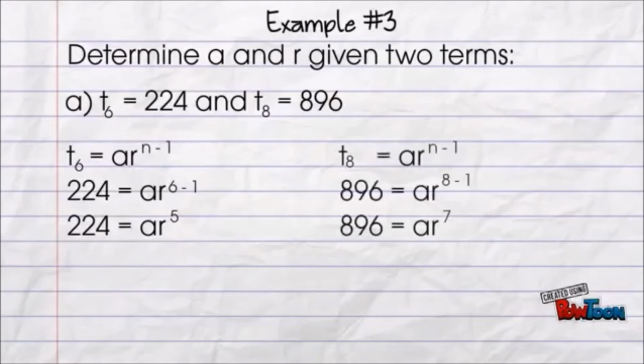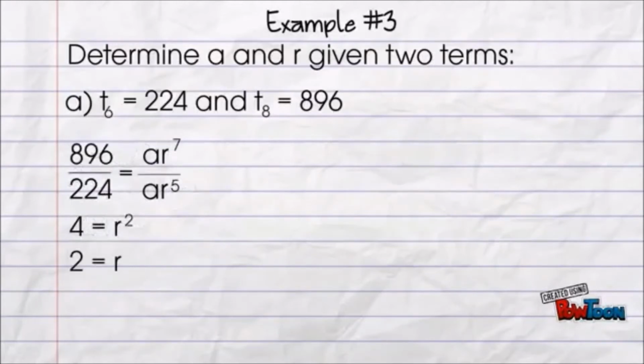And then from there, we get the two separate formulas, 224 equals ar to the power of 5 and 896 equals ar to the power of 7. Instead of d, this time we will be solving for r, and to do that we have to divide the greater value formula by the lesser value formula, and from there we get 4 equals r squared, and we square root that to get 2 equals r.